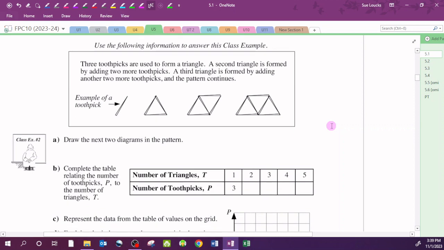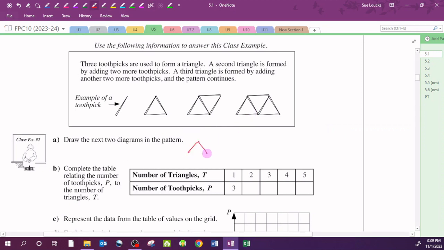This lesson should all be reviewed. We did all this in grade 9, but we'll just go over it quickly to refresh your brains. So 3 toothpicks are used to form a triangle. A second triangle is formed by adding more toothpicks, and then we add more to add another triangle, and so on. So we're going to draw the next 2 diagrams in the pattern.